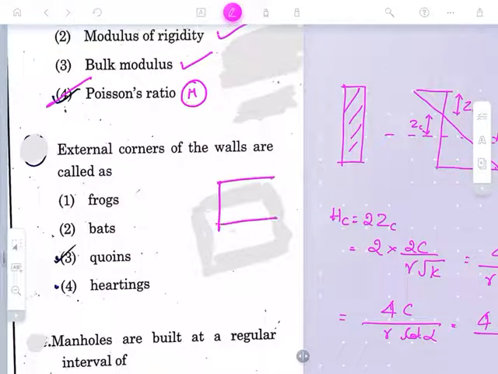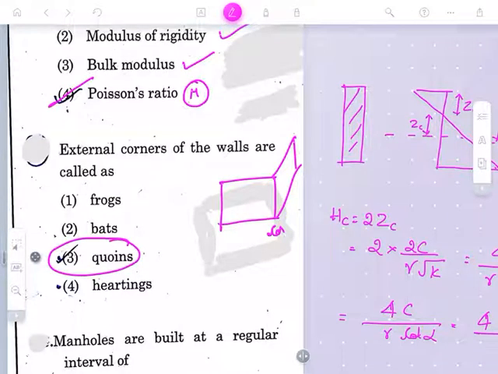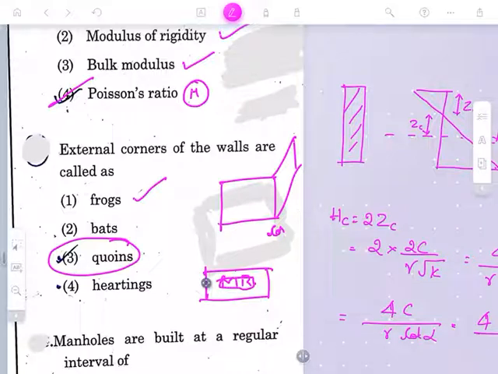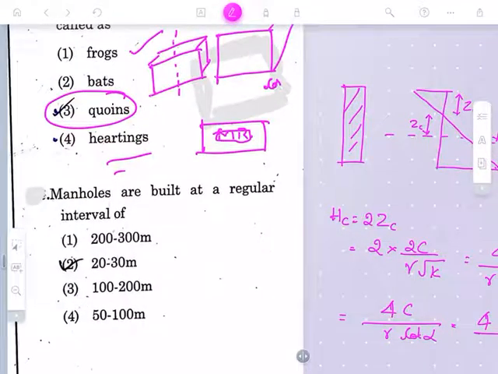External corners. If I take this as the wall, this is the corner point. The external corners of the walls are called quoins. Then what is a frog? If you take a brick, there will be some shape or pattern on top of the brick for interlocking, which is called a frog. And what are bats? If the brick has been cut along this axis, it is called a bat. And what about heartings? Heartings are nothing but layers formed upon the bricks.